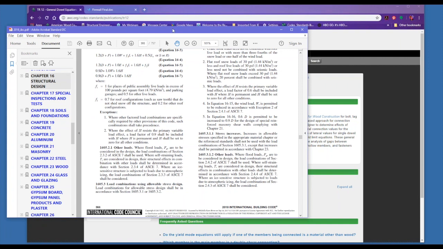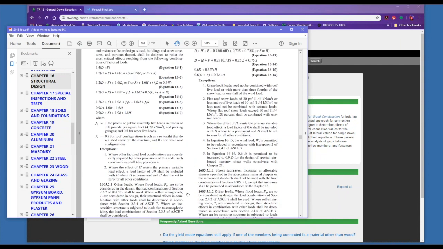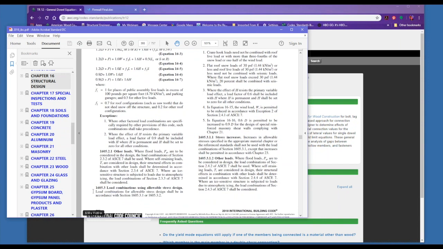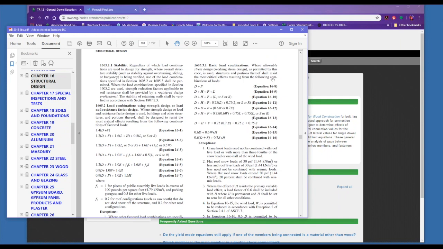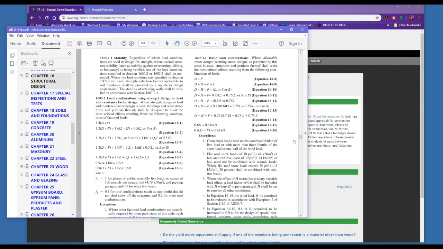So another question is related to snow loads, and when do you use the snow loads when we're dealing with lateral designs. So in Chapter 16 of the IBC, this is the 2018 IBC, 1605.3, when we're doing load combinations using allowable stress design, which I think most people do design by, here it says basic load combinations. And there's an exception when using snow load here in our design.